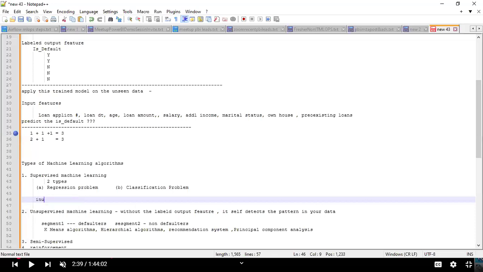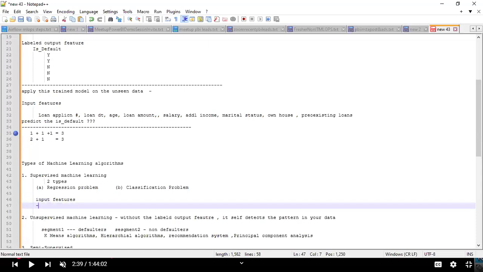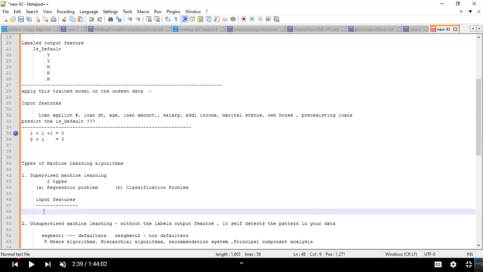Okay. For example, you have input features like size of the house, and age of the house, and location, and number of bedrooms also. Okay, let's think that. Okay, bedrooms.